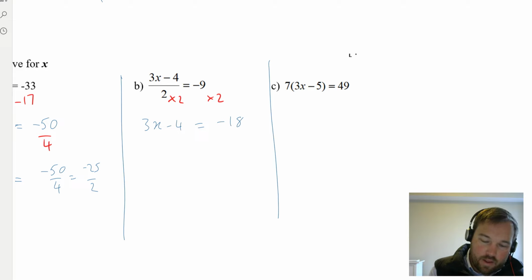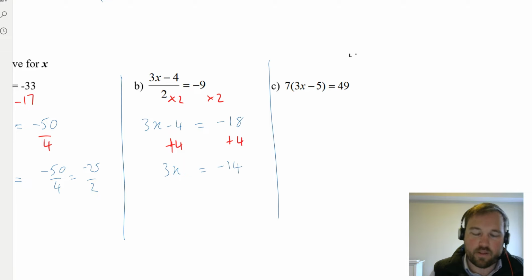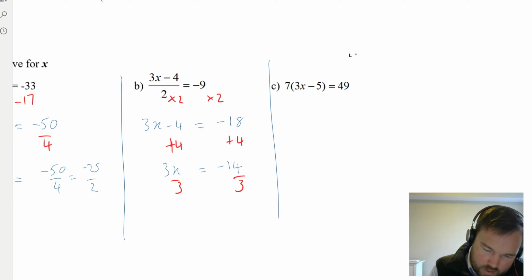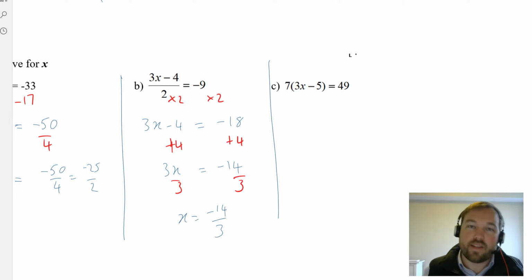Then, get rid of that 4, plus 4, plus 4. 3x equals minus 14, because minus 18 plus 4, we're back up to minus 14. Then divide 3. Divide 3. X equals minus 14 on 3, and that's as far as we can go.